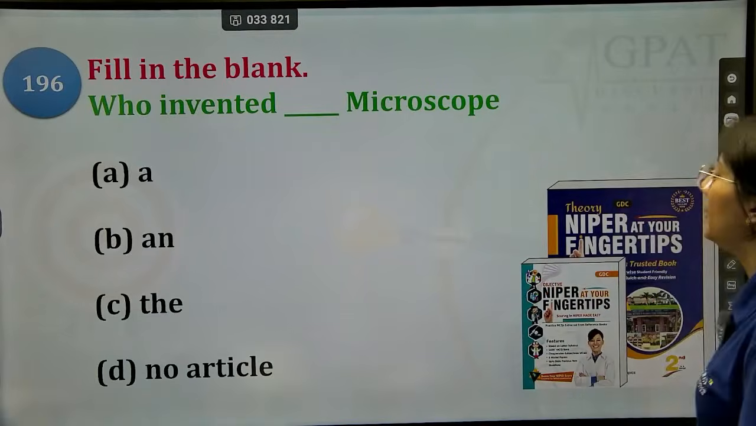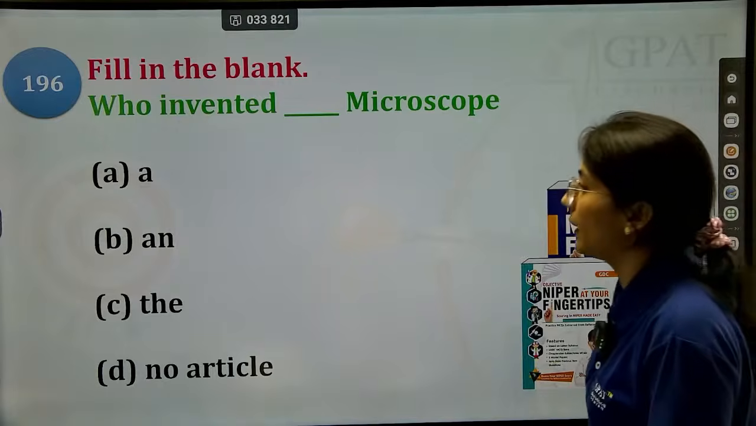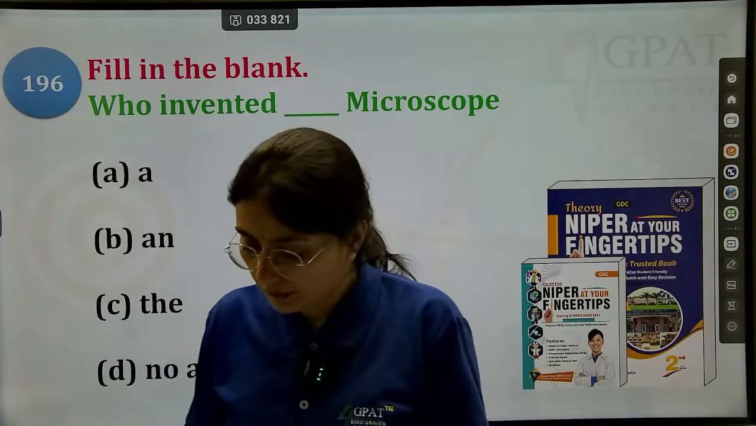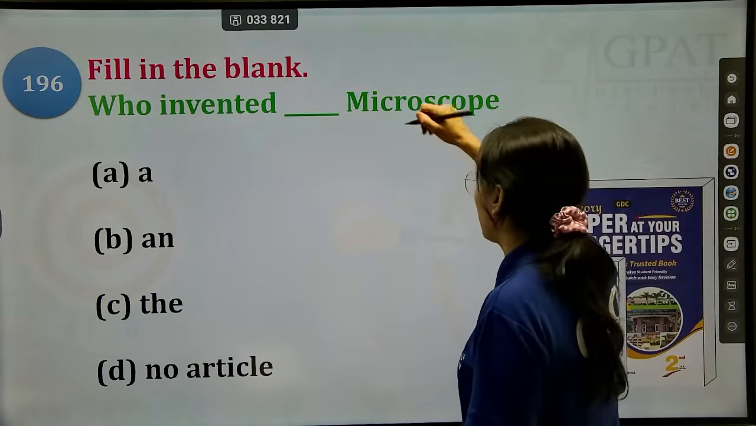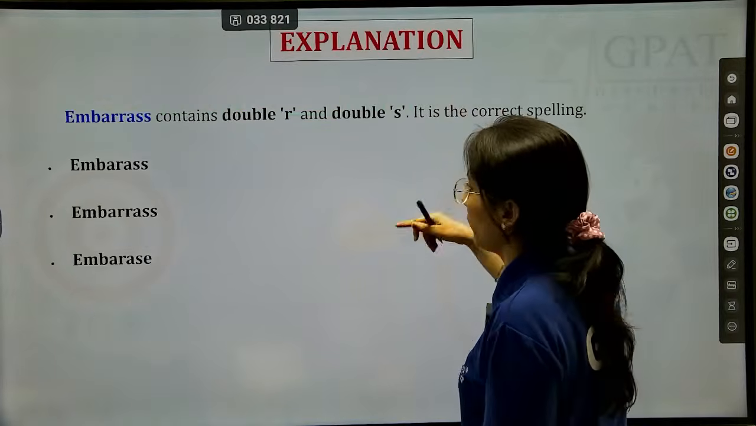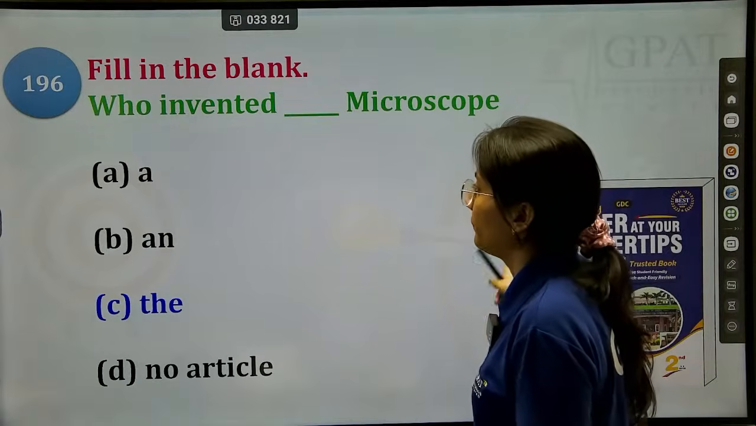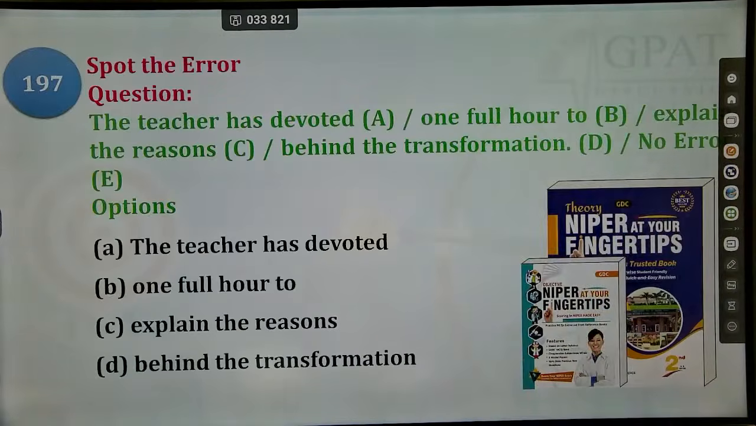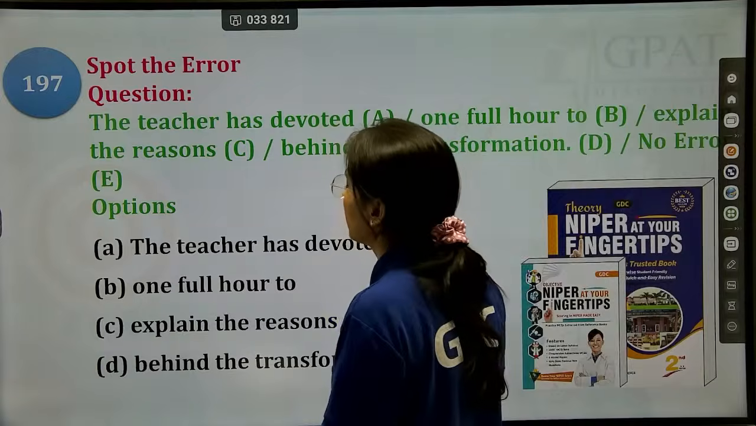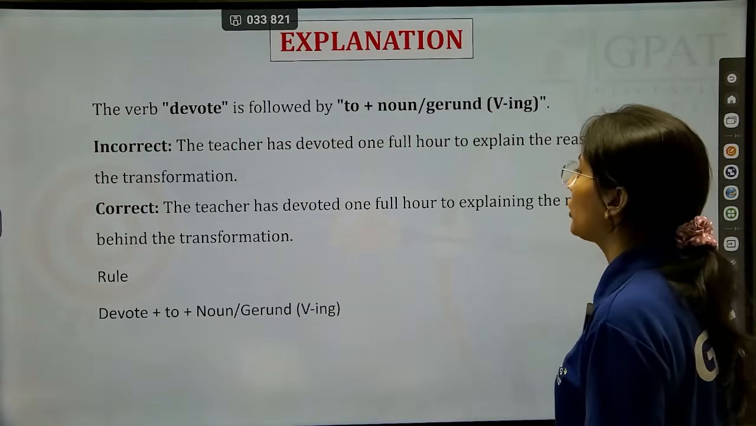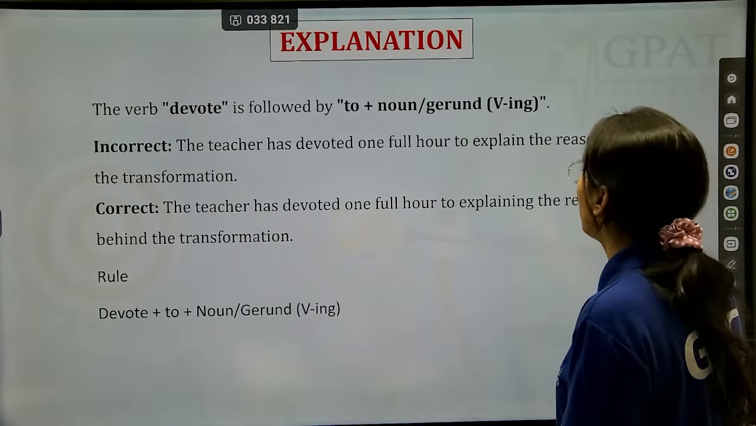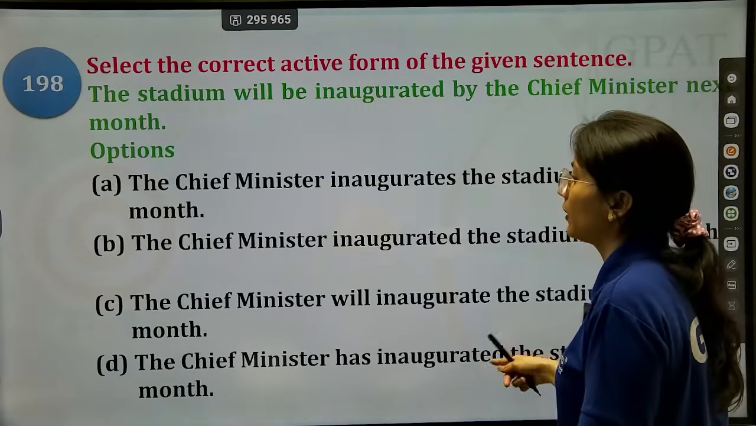Who invented microscope? A and the no article. Who invented the microscope? Because they are talking about a particular microscope, we use the. Next, the teacher has devoted 1 full hour to explain the reason behind the transformation, no error. Which one is erroneous? That is explain the reason. The correct sentence is: the teacher has devoted 1 full hour to explaining the reason behind the transformation.